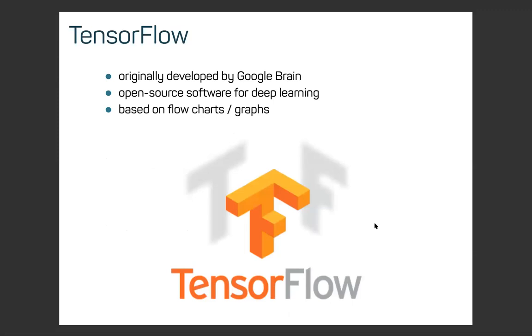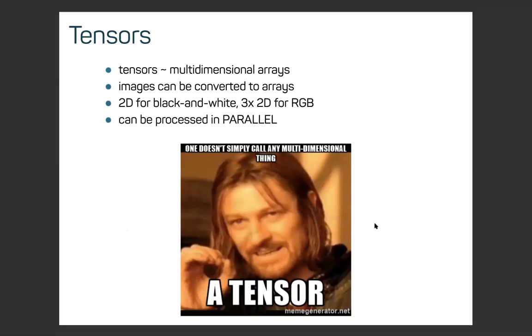TensorFlow itself was originally developed by Google Brain. It's also an open source software for deep learning. And it's called TensorFlow because it's based on tensors and on flowcharts. Tensors are the most important thing for neural networks if you work with Keras and TensorFlow. We call a tensor basically anything that is a multidimensional array. If you ask a mathematician, he will probably cry in his sleep, because mathematicians, I've been told, have a stricter definition of what a tensor is. But for us machine learning and data scientists, it's enough to know that a tensor is a multidimensional array. It can be one-dimensional, like a vector, two-dimensional, like a matrix, or three-dimensional, like an RGB image.